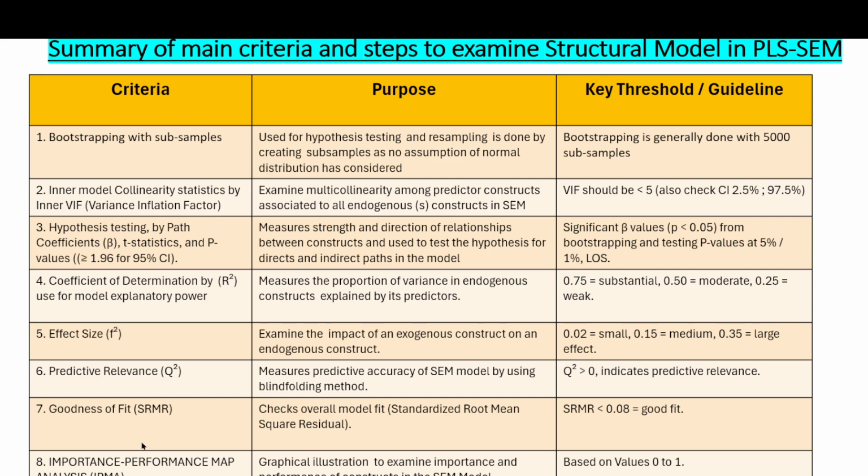Now the next criteria is goodness of fit. It is measured by the SRMR value, standardized root mean square residual, and it checks the overall model fit. The value should be less than 0.08, then it is considered a good fit. And the next criteria is to execute importance performance map analysis, IPMA. It is a graphical illustration to examine the importance and performance of the constructs in the SEM model, and the values range from 0 to 1.